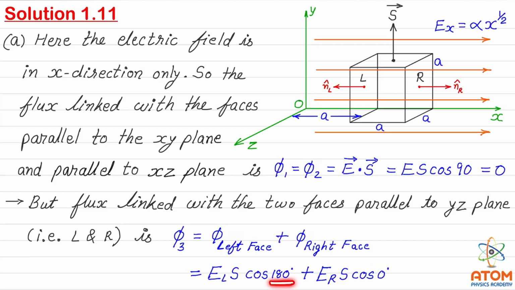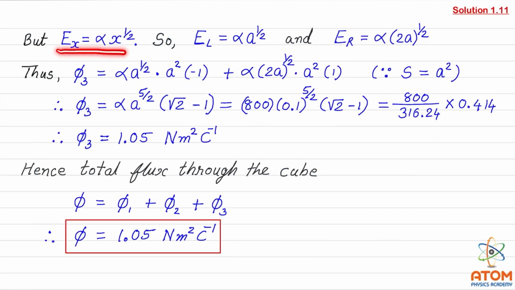Here it was cos 180 and here it is cos 0. Now cos 180 is minus 1, cos 0 is 1. As well as, let us put the value of EL and ER, that is the electric field near this left and near this right faces. Let us see that. Ex is alpha x raised to 1 by 2. So EL will be alpha a raised to 1 by 2.